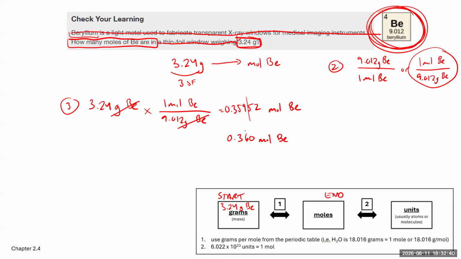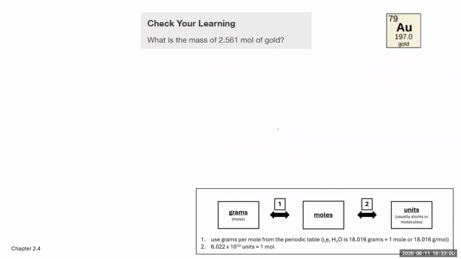moles of beryllium. Remember, moles is just a thing. Moles is just the number of things. So if we said we had a half dozen, 0.3 of a dozen, this is 0.36 of a mole, right? All right, let's continue.